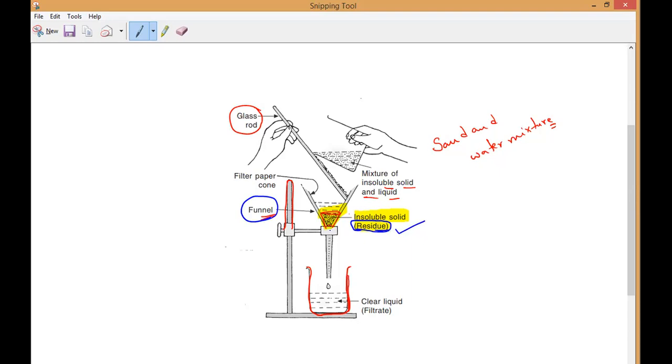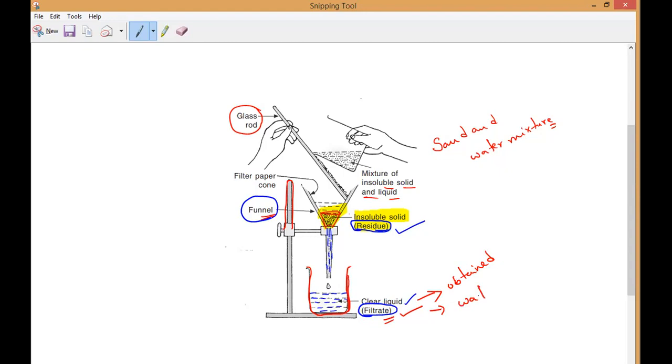Now the pure water will pass through, and that water is collected in the beaker. The clear water collected in the beaker below the funnel, what do we call it, everybody? Filtrate. The clear liquid obtained at the bottom of the funnel is what we call filtrate.